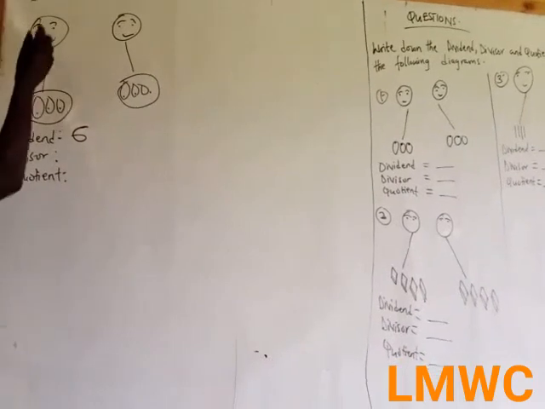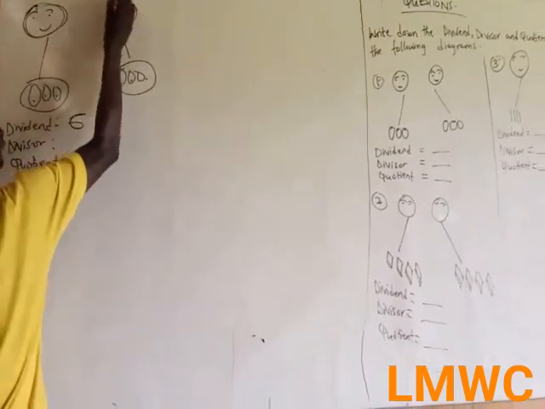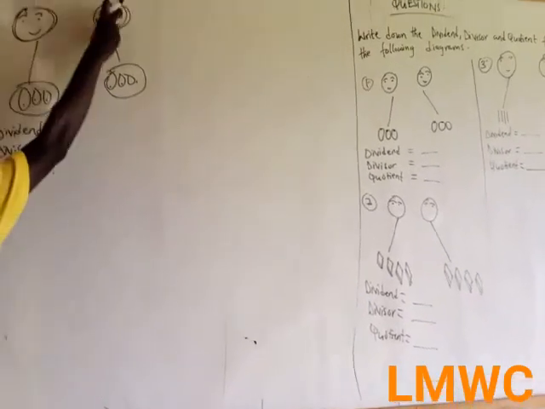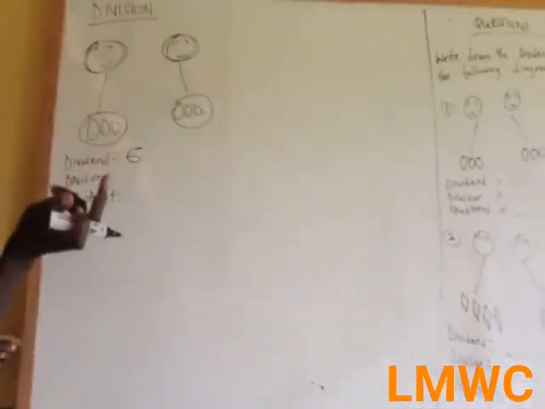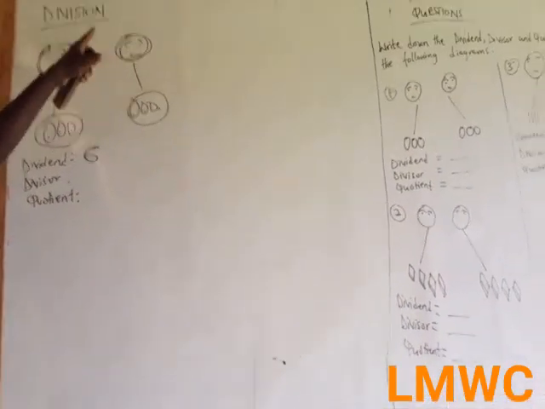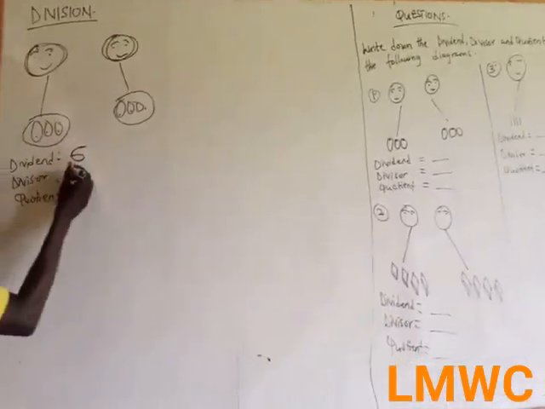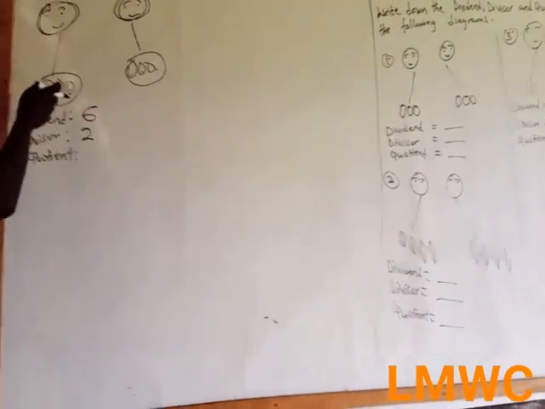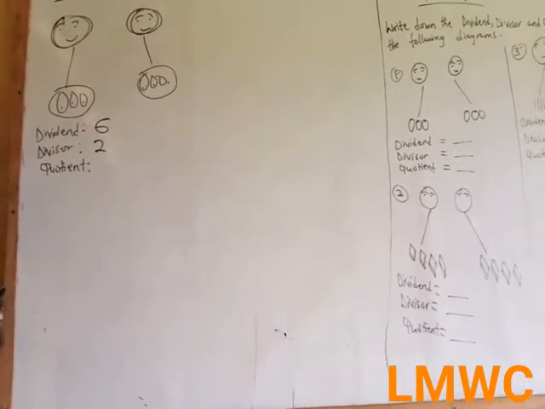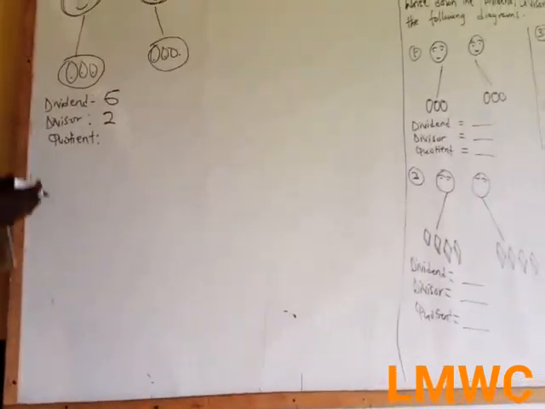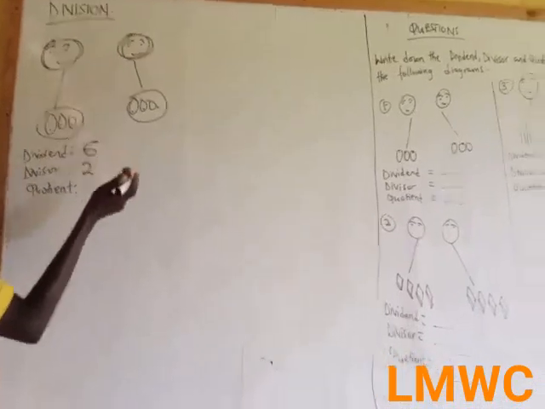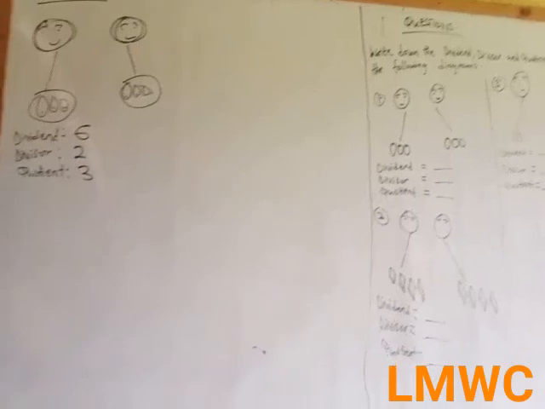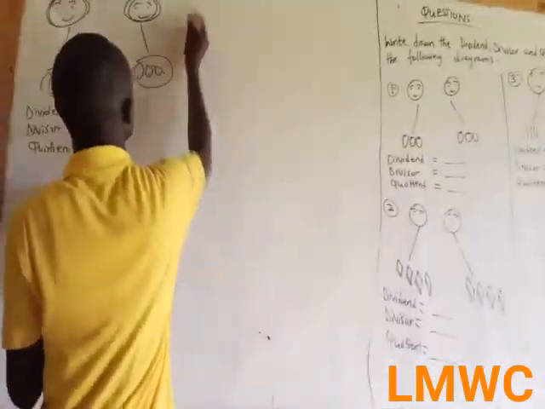Divisor talks of the number of people who are sharing these oranges. So what is the total number? 2. 2 people are sharing these oranges. So that's the divisor, 2. What is the quotient? Quotient is the dividend divided by the divisor. That's our final answer. And we have realized each person has how many oranges? 3. So 1, 2, 3. This is the quotient.